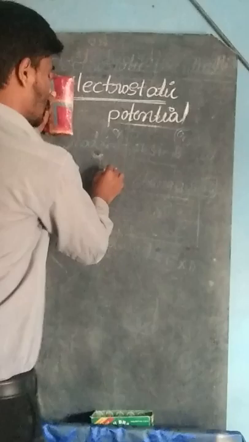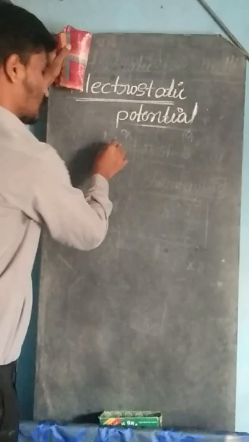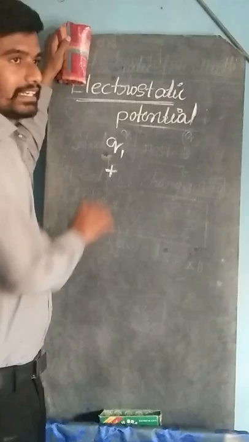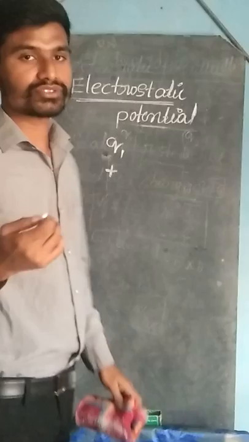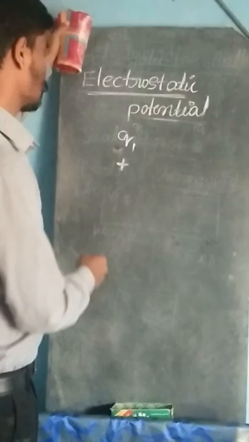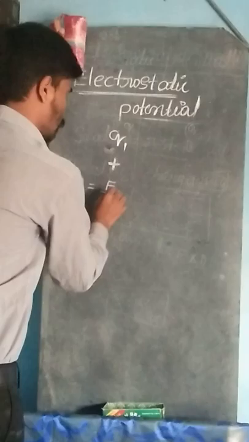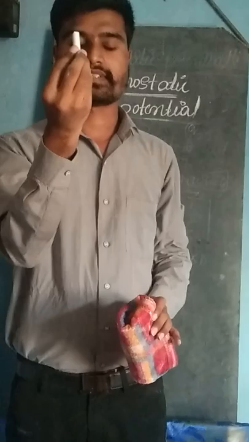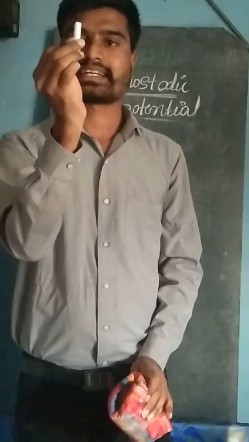So here the positive charge, plus Q, that is called the Q1 charge. At this point, an electric field will be created. In the previous chapter, we know that the force experienced by a unit positive charge is called the electric field. E is equal to F by Q. Imagine this positive charge in space; in this region an electric field will be created.